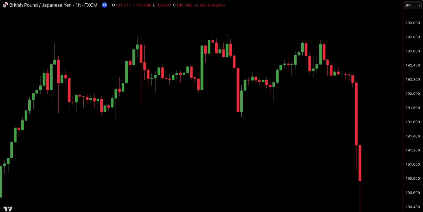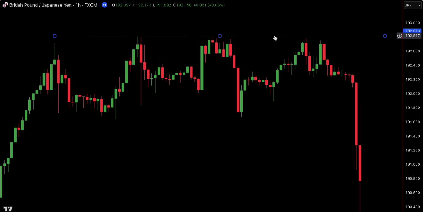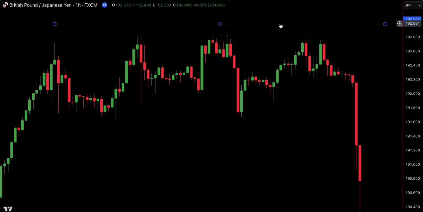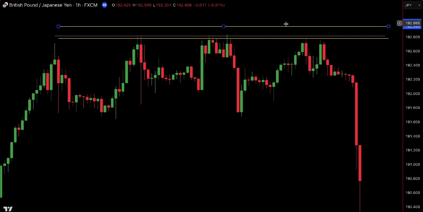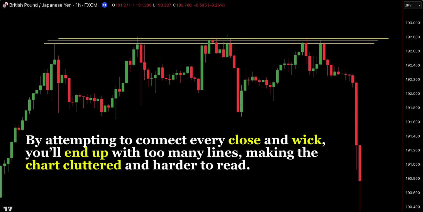Take a look at this example. As you can see, at this level, price does not react to just one precise price point. Some traders try to connect all candle closes and wicks with separate lines. Let's do that now. As you can see, by attempting to connect every close and wick, you'll end up with too many lines, making the chart cluttered and harder to read.